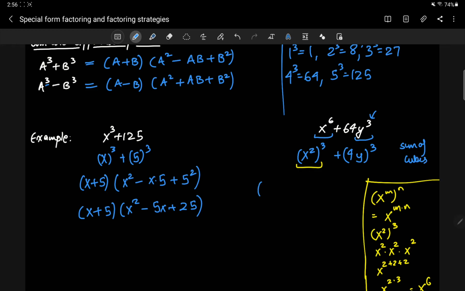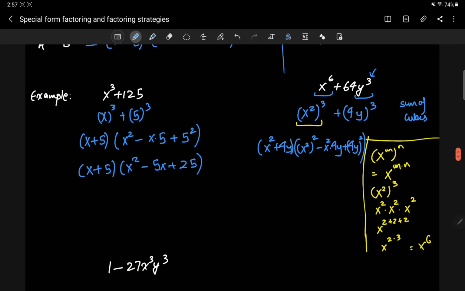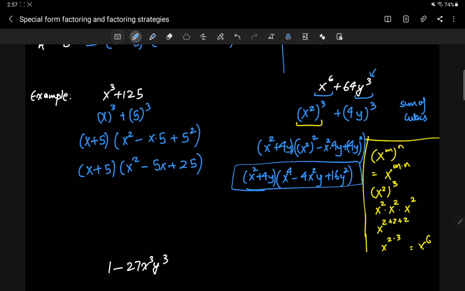And the sum of cubes becomes (x squared plus 4y) and you have (x squared squared minus x squared times 4y plus 4y squared), which comes out to (x squared plus 4y)(x to the 4 minus 4x squared y plus 16y squared). So there is a little bit of work before you apply the sum of cubes. And the work arises from having to rewrite x to the power 6 as x squared whole cubed.